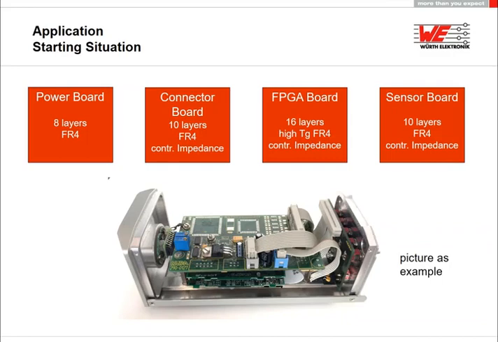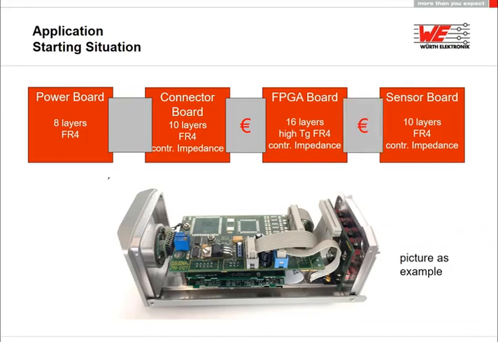Of course, the combination, the connecting of the modules is necessary, which is not that critical between the power board and the connector board, but between connector board and controller board, there we already need a high-speed cable and connector, which is very expensive, as well as for the connecting of the FPGA board and the sensor board.